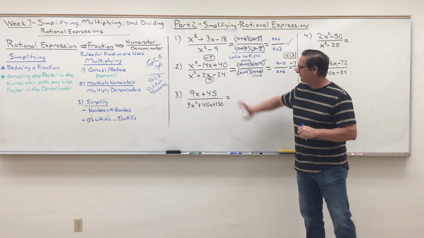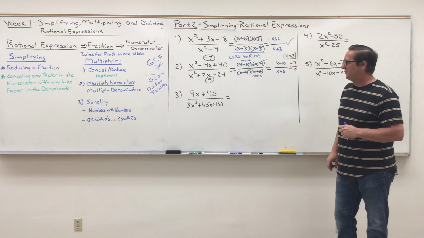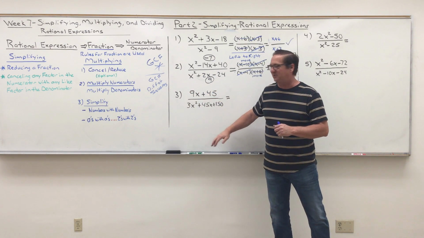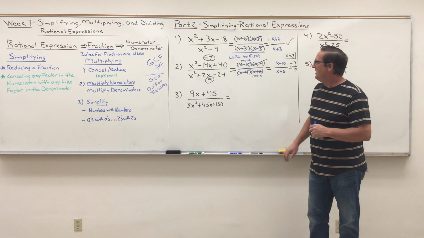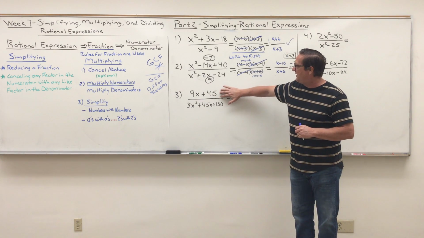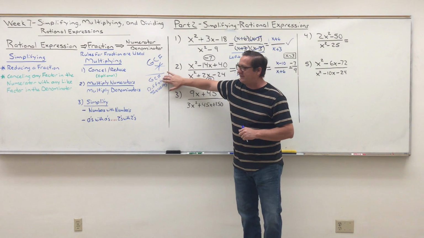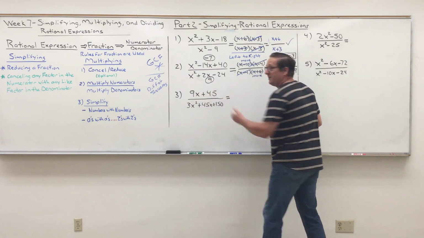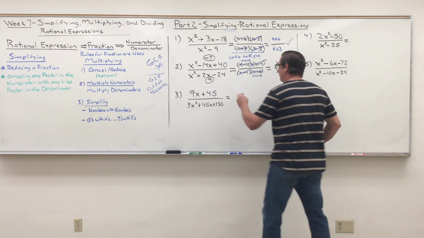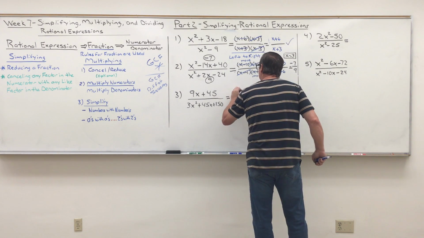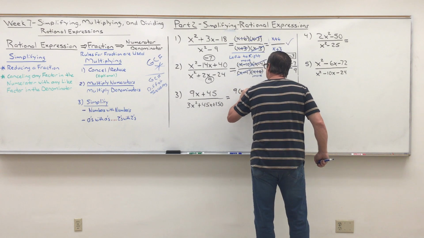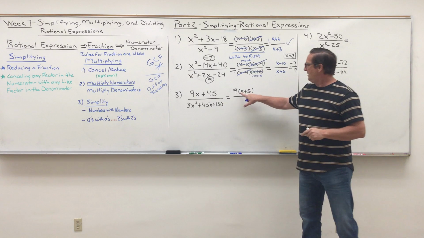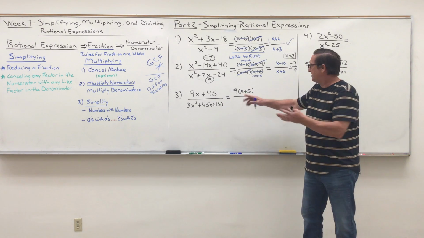Okay, so we look at 9x plus 45. Remember, you don't do any of this yet. You always factor first. Don't start crossing things out. And so here's a binomial. So I look for the GCF, and it is 9. We try 9. Remember, you always try the lowest number. And I get 9 times x plus 5. This is not difference of squares. There's nothing we can do with that.